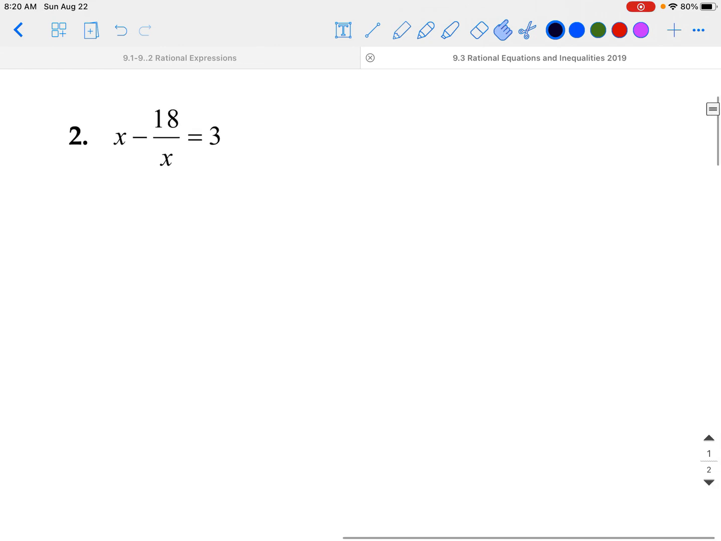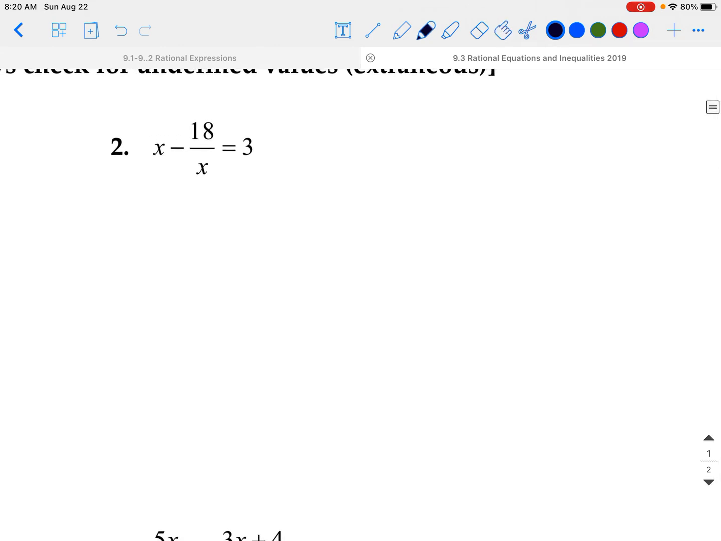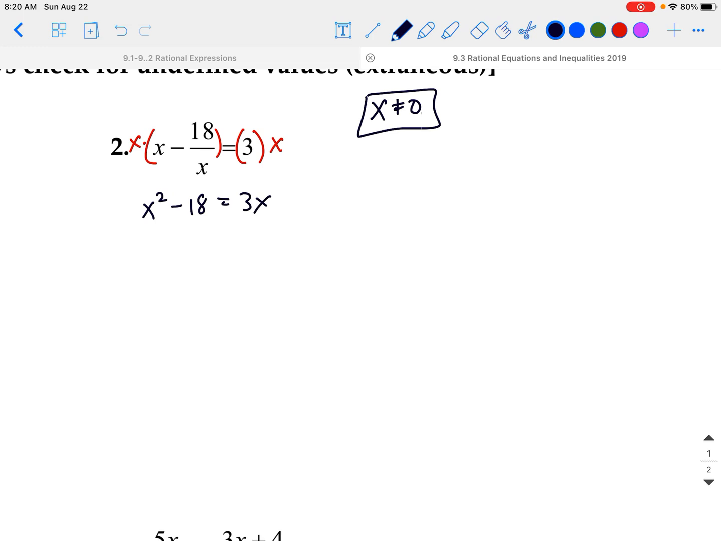For number 2, we'll note that isolating x is going to be a little tricky because we have an x in our numerator as well as in our denominator. So what we can do here is, again, note our undefined values. So x cannot be 0. So what we can do in this case is multiply through by that denominator in order to eliminate it. So when we're solving equations for x, we typically don't want denominator variables. So if I multiply through by x, I'll get x squared minus 18 is equal to 3x.